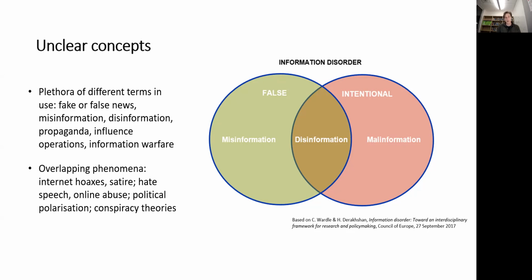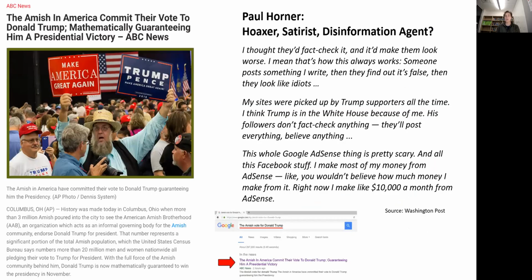So what we're going to do now is look through a series of examples of information disorder, if you like, of different kinds. And we're going to look at these twin axes of whether it's true or false, and whether there's an intention to harm or not. And the object here is to raise questions about whether this certainly simple and clear framework is actually helpful or not.